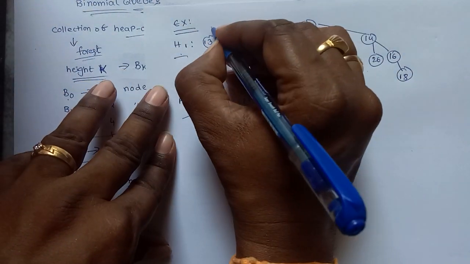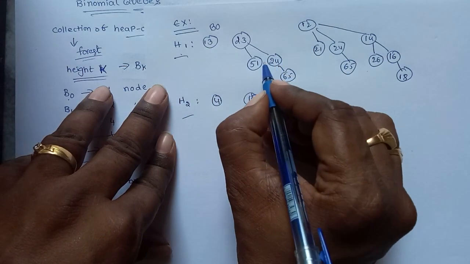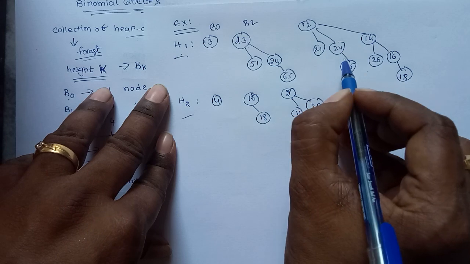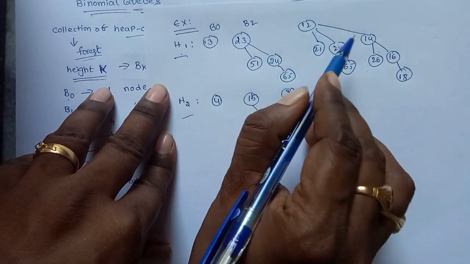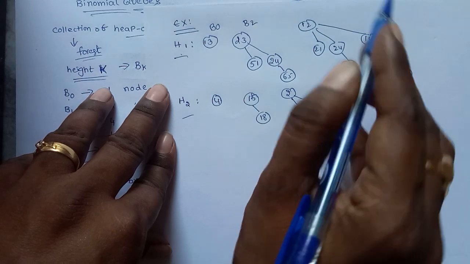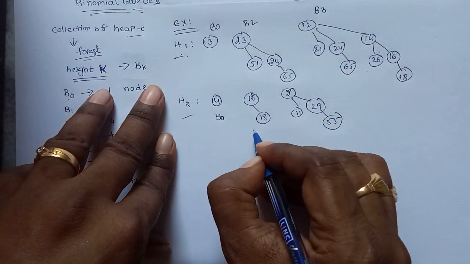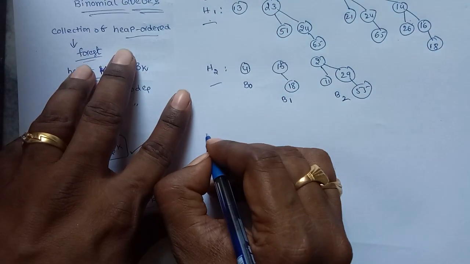Observe, H1 contains B0 and B2, where B2 contains 2 power 2, that is 4 nodes. See, this one B2 is merged with another B2, so it is B3. Now H2 contains B0, B1 and B2. Now perform the merge operation to get H3.